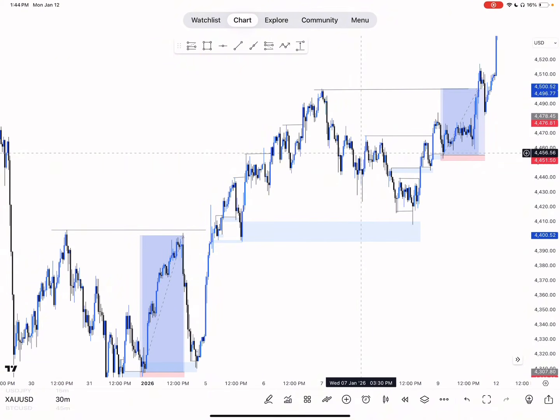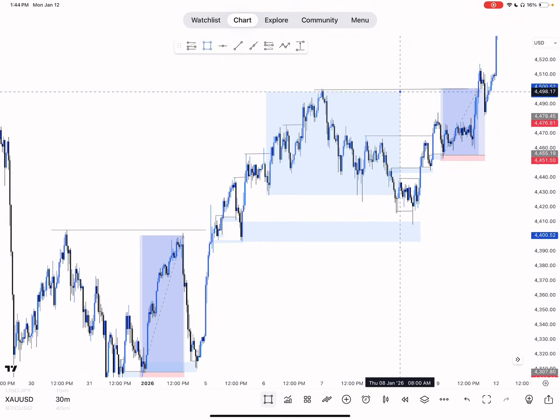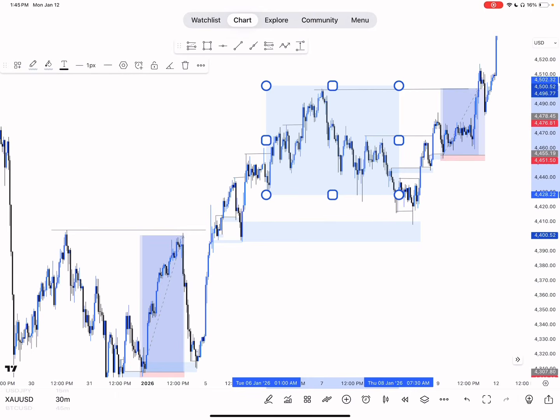In everything I just marked out for you, from this side to this side, they are all inducement. All the structure in this range are all inducement. So if you don't know how to trade, you will keep falling for these structures. Before the real move begins, you will be out of the market.